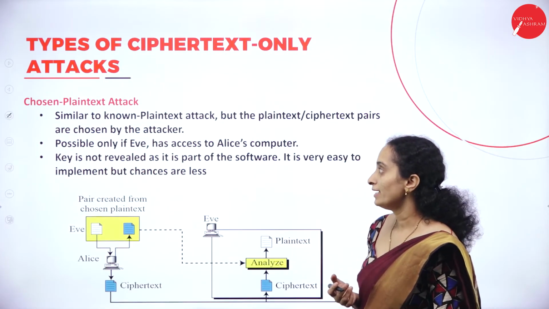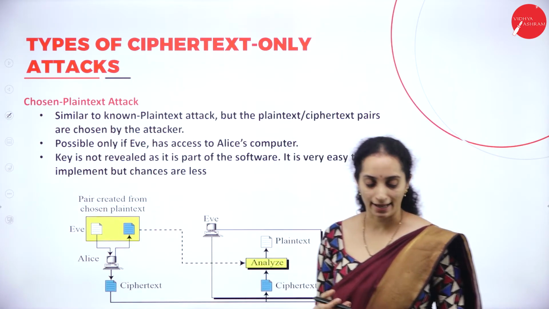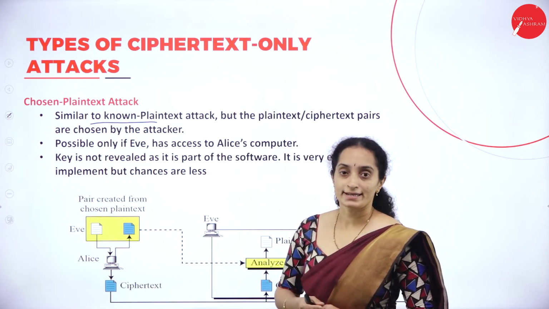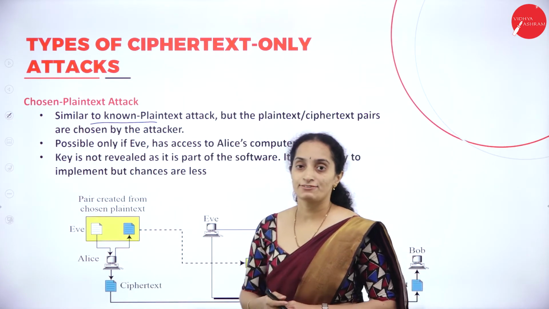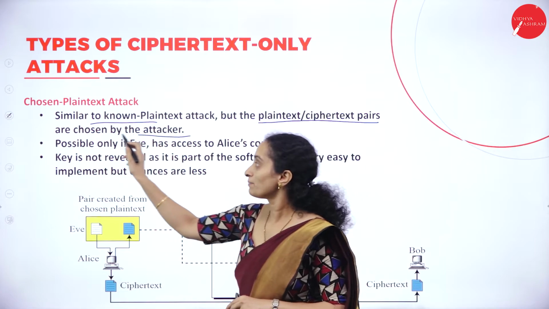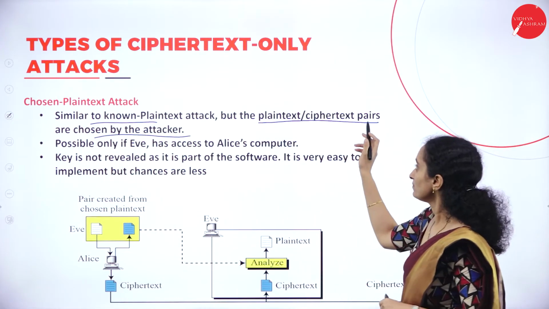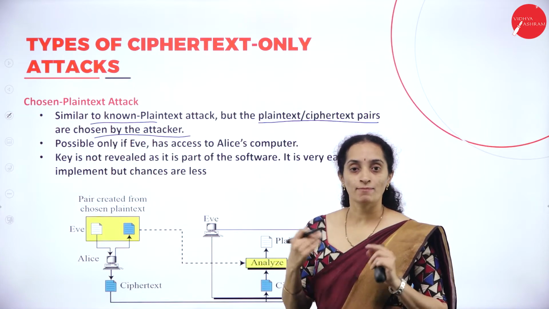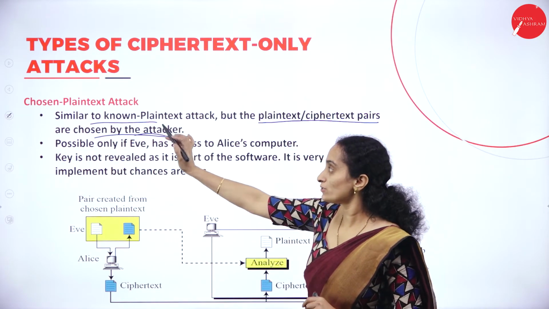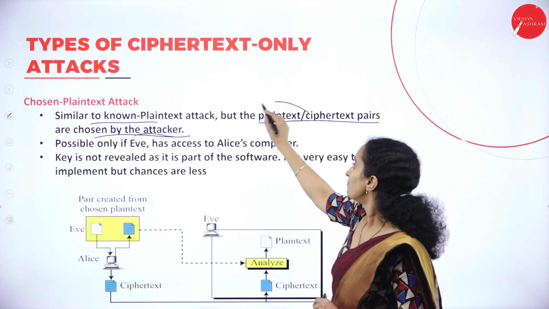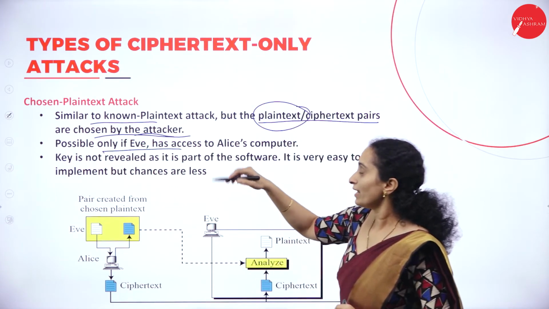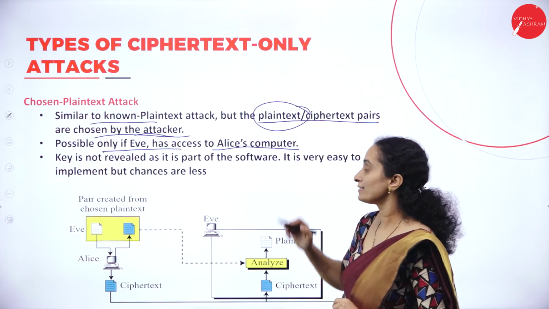Next is the chosen plain text attack. It is similar to the known plain text attack, but the difference here is that the plain text and ciphertext pairs are chosen by the attacker. What will be the pair that I am going to check? It will be chosen by the attacker. That is why it is called the chosen plain text attack. Here, the plain text will be chosen by the attacker. This is possible only if Eve has access to Alice's computer.